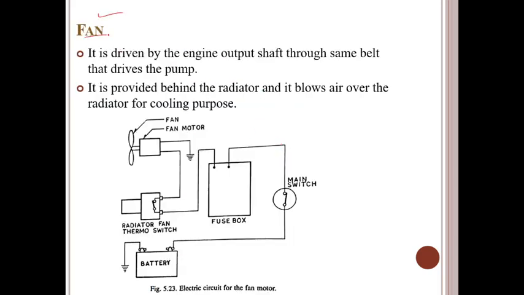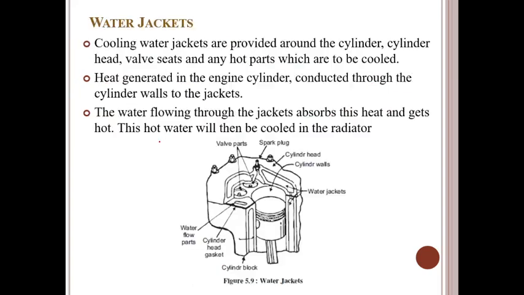Another component is the fan. This is driven by the engine output shaft through the same belt that drives the pump. It is provided behind the radiator and blows air over the radiator for cooling purposes. This is the fan, the fan motor, the fuse box, the radiator, the thermo switch, the battery and the main switch. So this is the electric circuit for the fan motor.